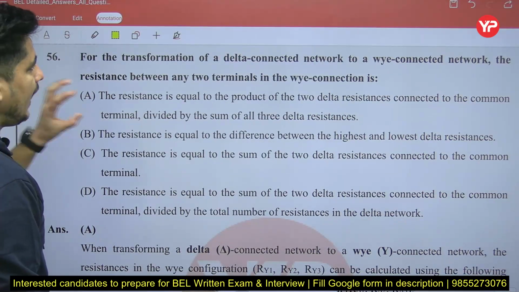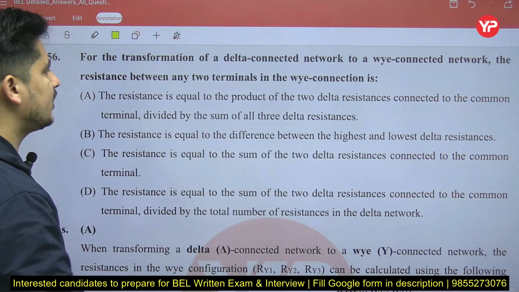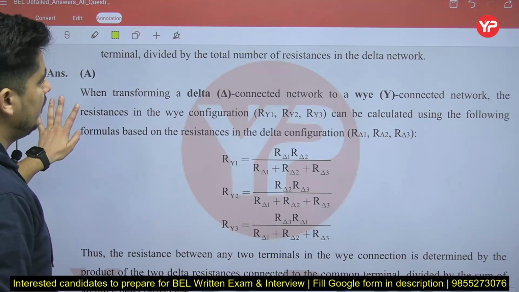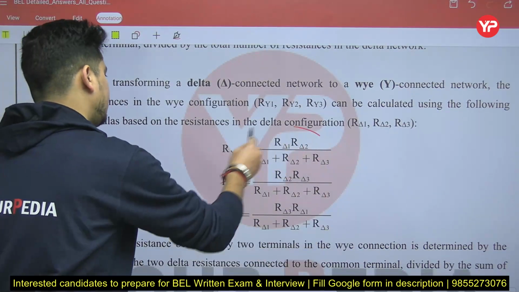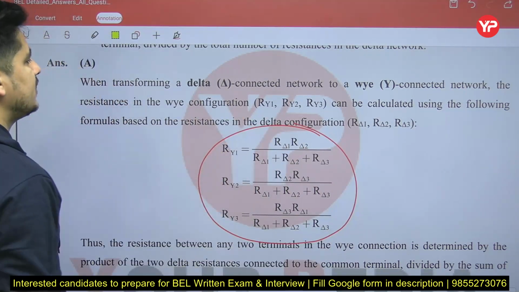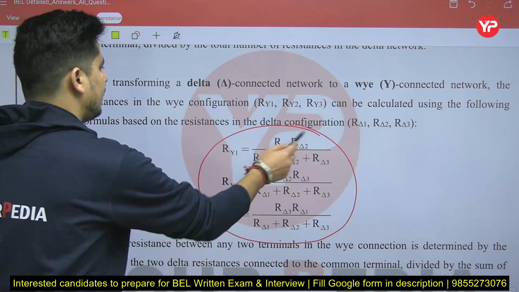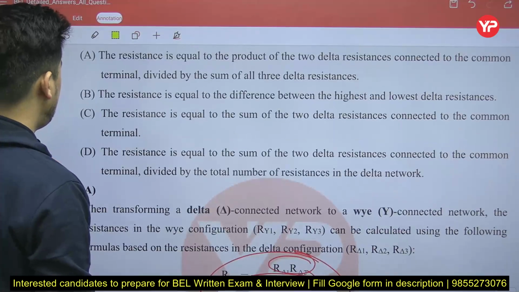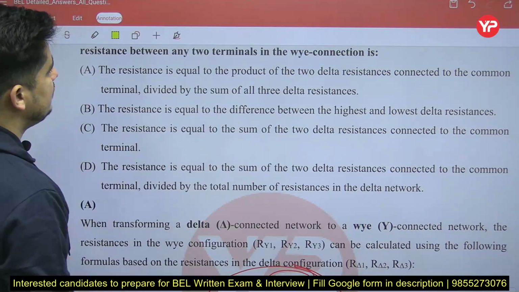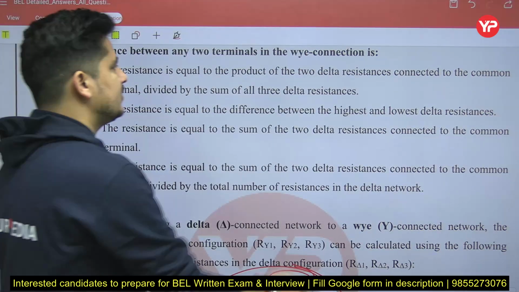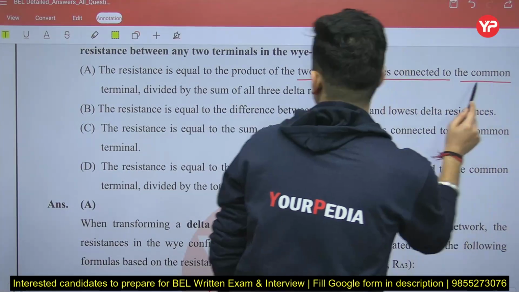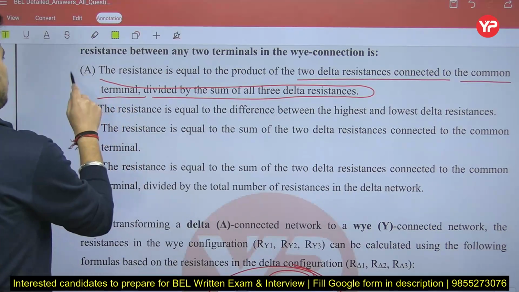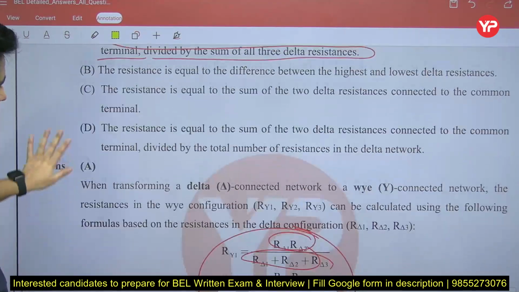When you have a delta connected network and you have to convert that into the Y connected network, what will be the formula from delta to Y? So that will be the formulas from delta to Y. You already remember that thing. So in this one we have the product above and divide by the addition. So what will be the addition? We have the resistance equal to the product of two delta resistances connected to a common terminal and divided by the sum of these resistances. So answer will be A. So you can check it from this formula.